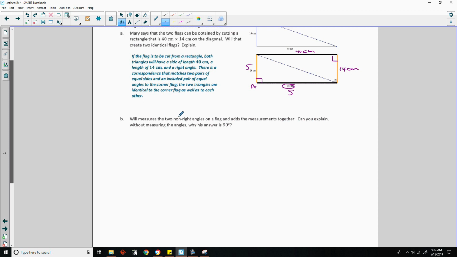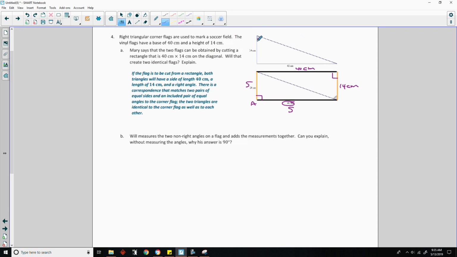Will measures the 2 non-right angles on a flag and adds the measurements together. Can you explain without measuring the angles why his answer is 90 degrees? Okay, and so the reason for that is he measures the two non-right angles on a flag. So what they're saying is he measured this angle here and this angle here, the two non-right angles, and he concludes that they add up to 90 degrees. So without measuring those, how can you prove that he's right?